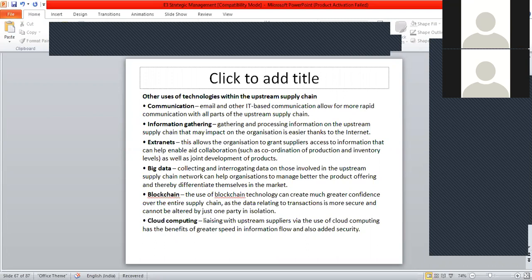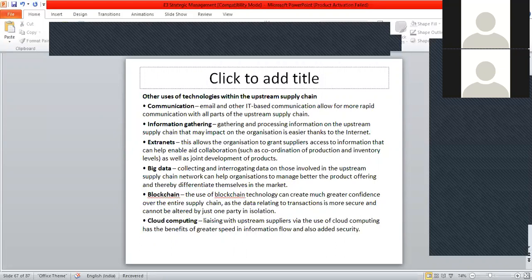Then, of late everybody is talking about blockchain technology. Blockchain technology, through which also they can be connected with the entire supply chain suppliers. We can create much greater confidence over the entire supply chain, as the data relating to transactions is more secure and cannot be altered by just one party in isolation.